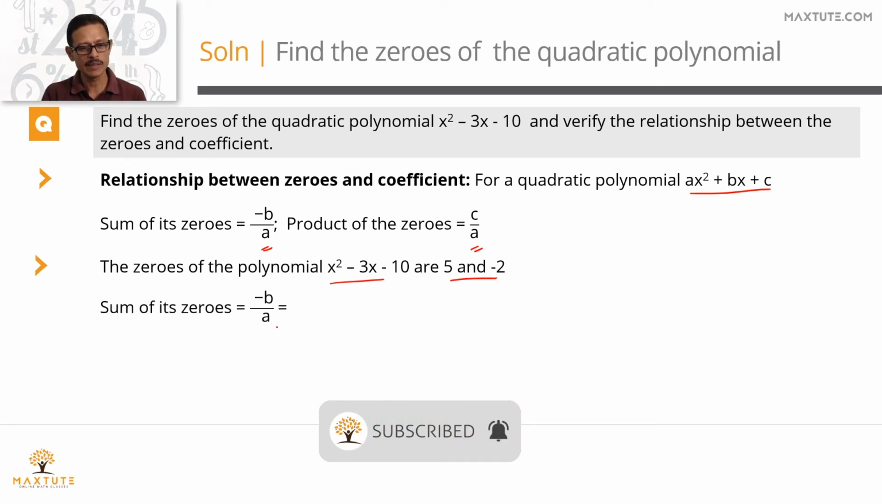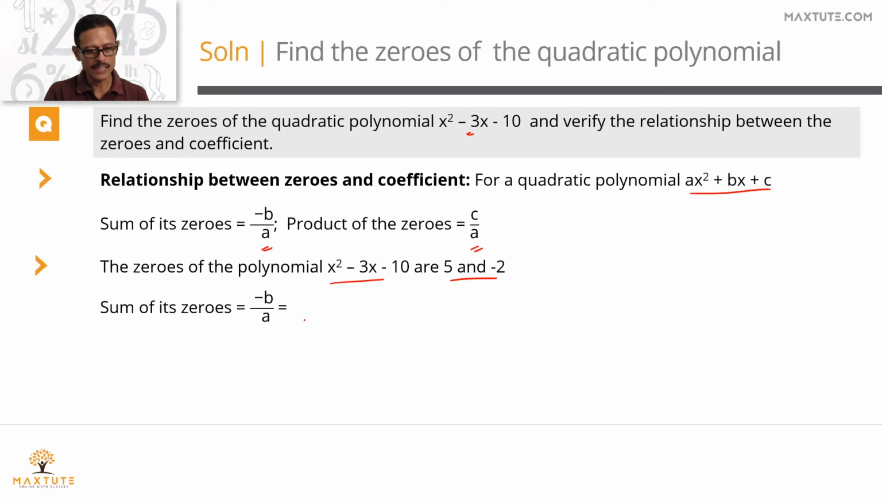Sum is equal to minus b by a. What is b? B is equal to minus 3. So it's going to be minus of minus 3 upon a, which is 1. So using the coefficient method, sum of the zeros is equal to 3. Let's actually find out using the zeros that we got. Zeros are 5 and minus 2. 5 plus minus 2 is equal to 3. So both these values are the same. So verified it using the coefficients and through the zeros method.